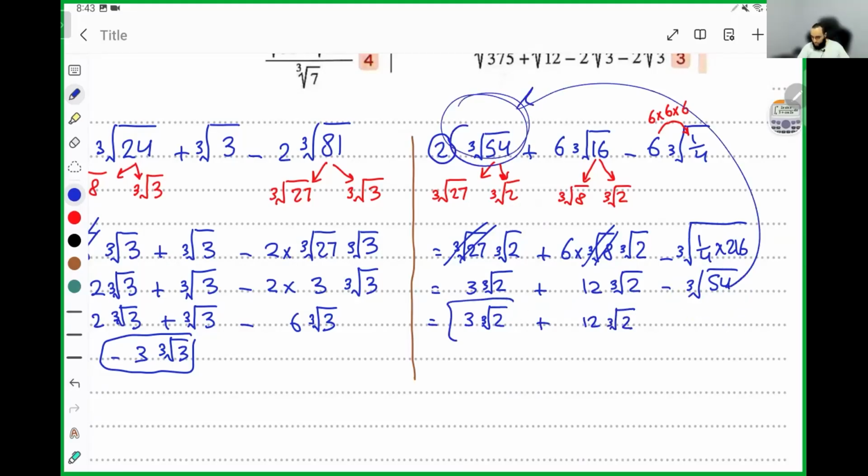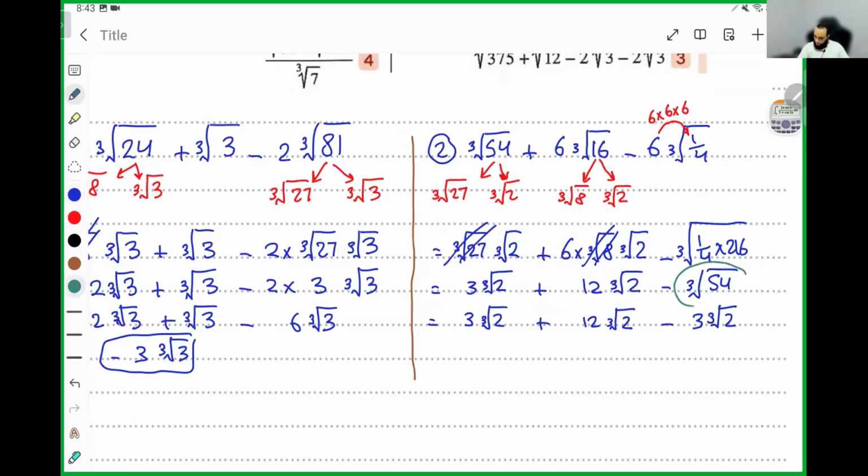We decompose it in 3 root 2. Write it 3 root 2. So this one is like this one. When I decomposed the cubic root 54, I got 3 cubic root 2. So this one is also 3 cubic root 2. If you want to decompose it step by step, do it. Okay? 3 plus 12, 15. 15 minus 3, 12 cubic root 2.